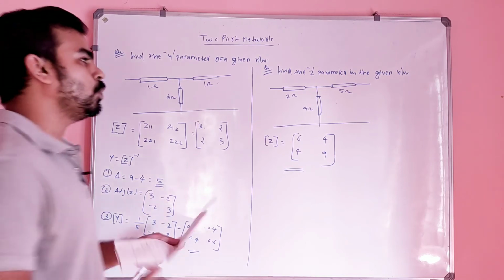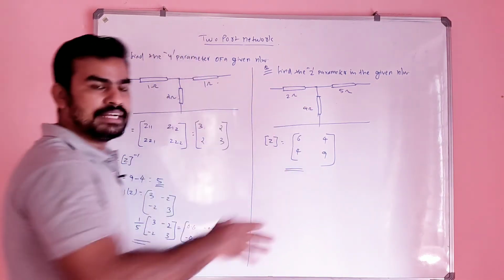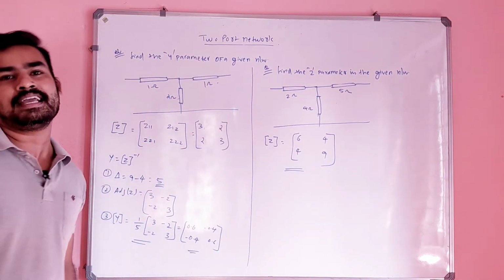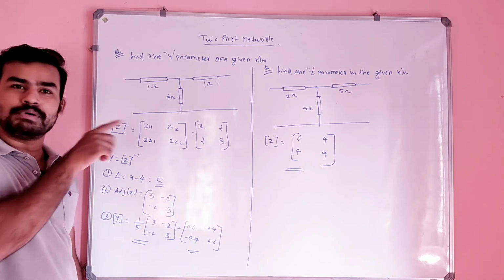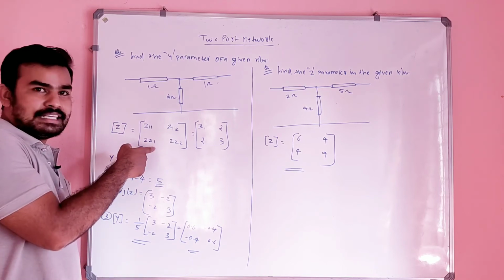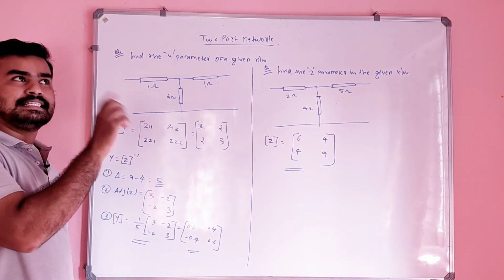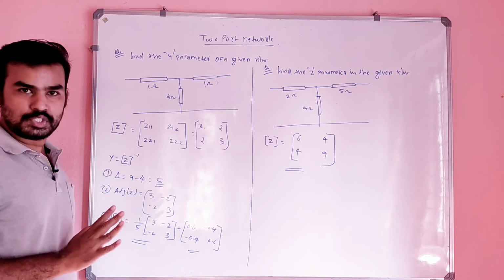If you don't know Z11 is this plus this, definitely in your examination this question will not be answered by you, because you don't know how to add this. This is somewhat advanced level, no? You have to think of the Z and Y connection, then only this will be solved.